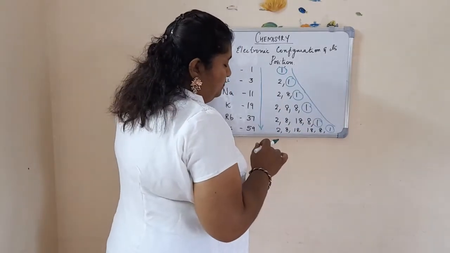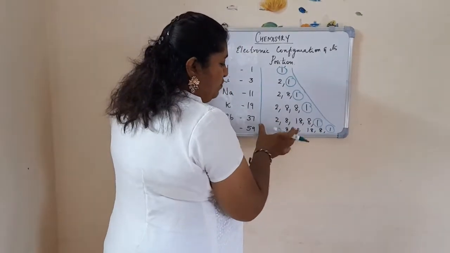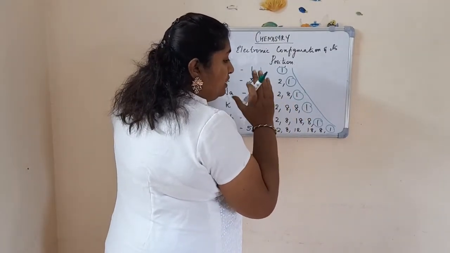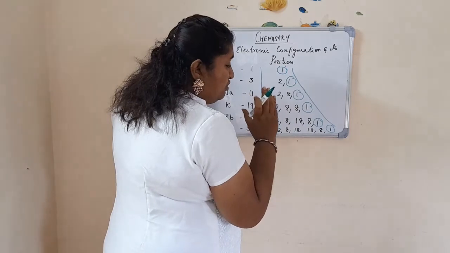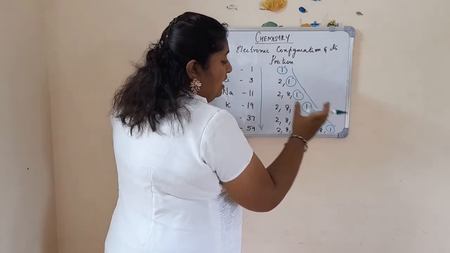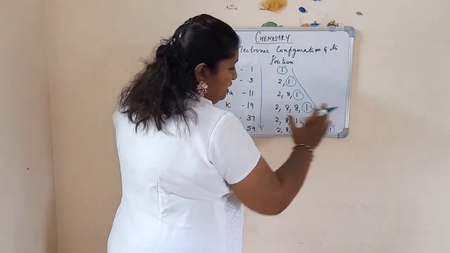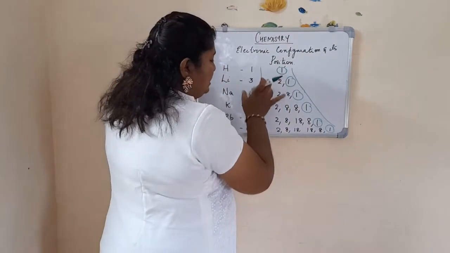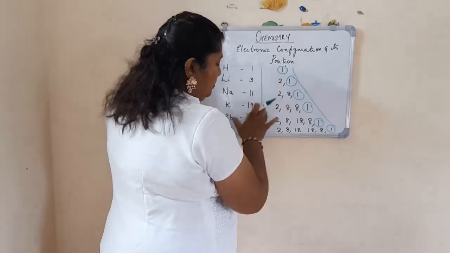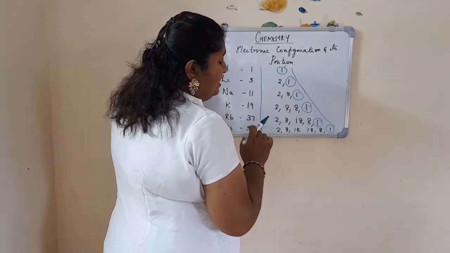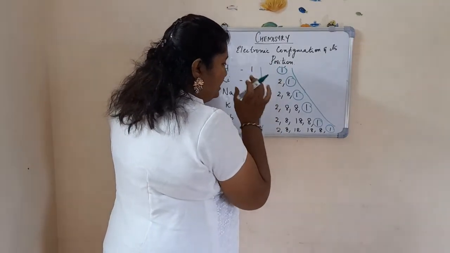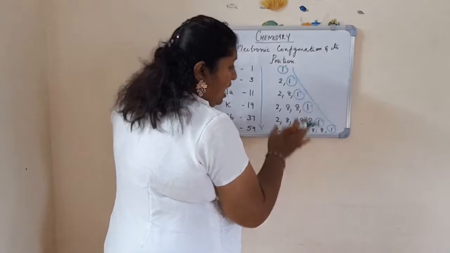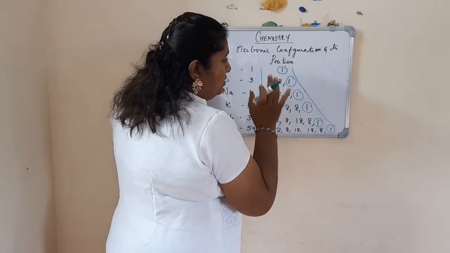From this we can understand that the elements which have only one electron in the outermost shell, or the valence shell, are placed together in one group. Those elements whose outermost shell has only one electron are placed in one group.